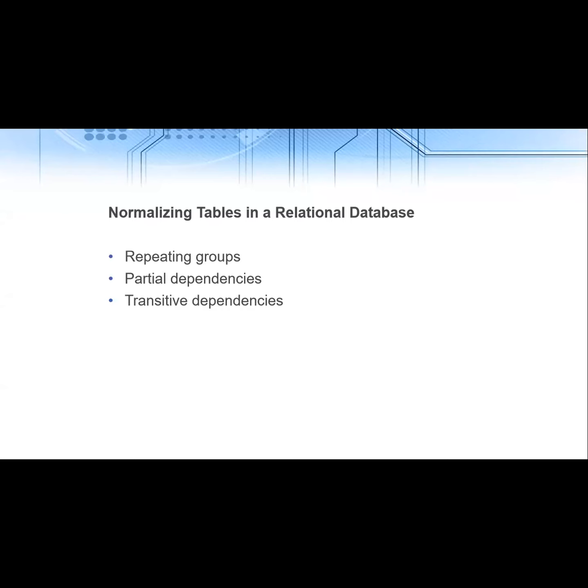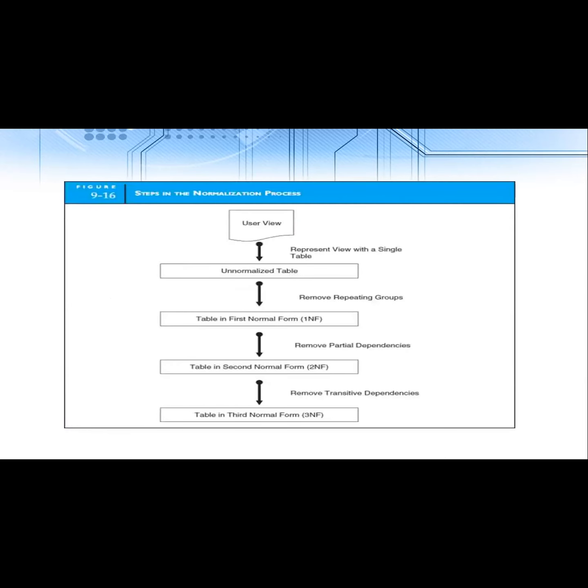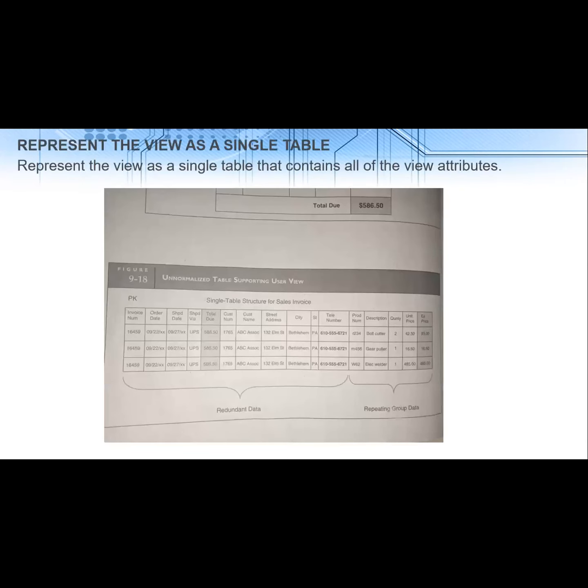The first one, repeating groups and partial dependencies. These are the steps of the normalization process.